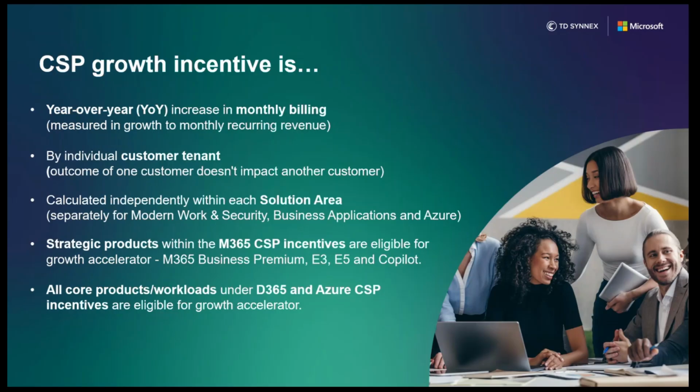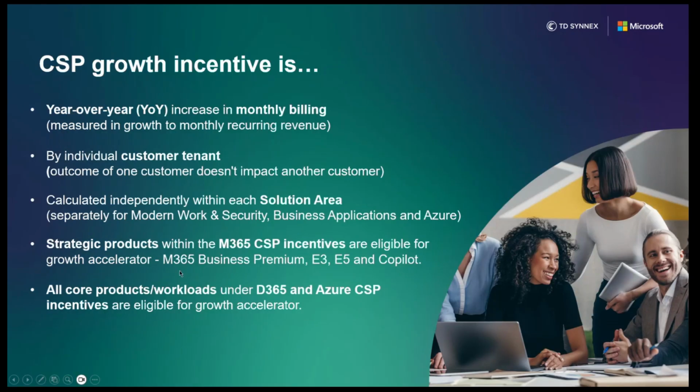This incentive is per customer tenant. So one customer does not impact the other. One customer of yours could be growing, the other one could be declining. You won't be penalized for the decline, and you get all the upside for the one that is growing. This is calculated by solution area. So again, if you have a customer who is growing in Azure, but not in Modern Work, then you have potential for that growth accelerator in Azure.